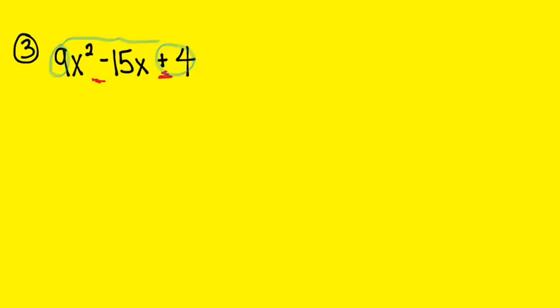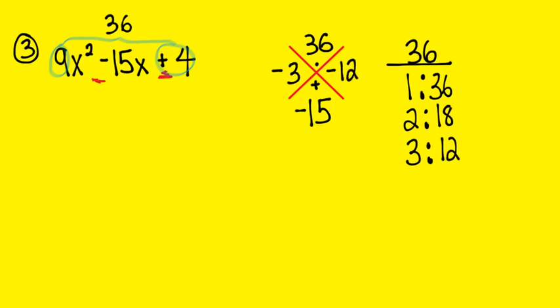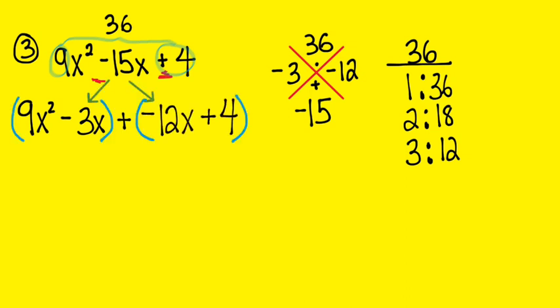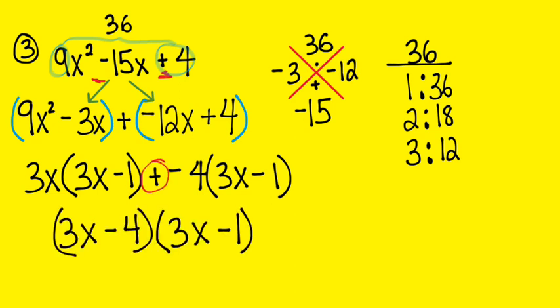All right, let's see. How did we do? You should have 9 times 4 is 36, but it has to add up to be negative 15, so we know both terms are negative. And that would obviously have to be negative 3 and negative 12. But we're not done yet. We have to factor by grouping. Take a greatest common factor out of each term. And then take another greatest common factor, which happens to be 3x minus 1, and regroup.